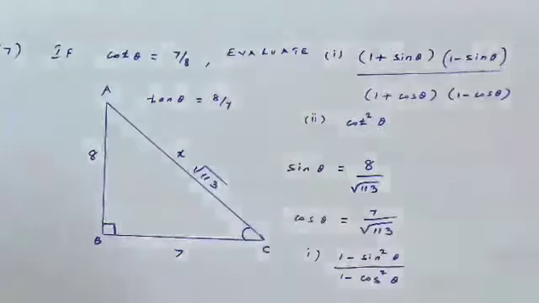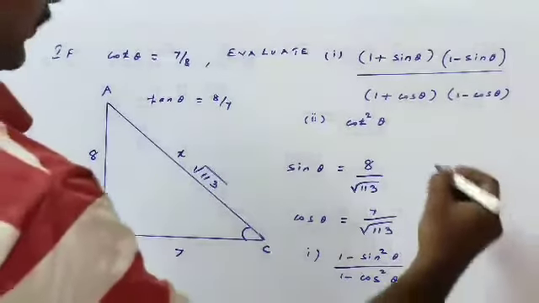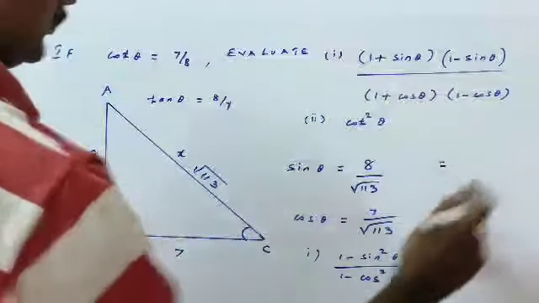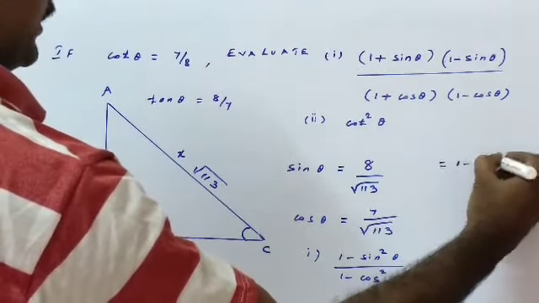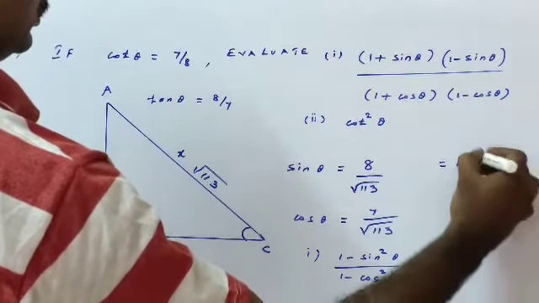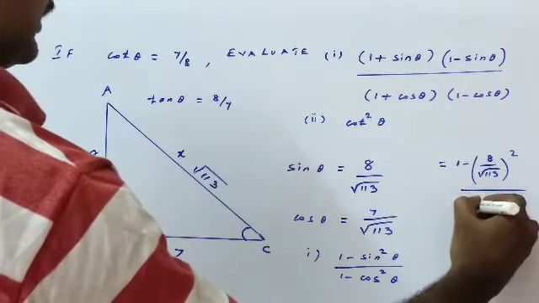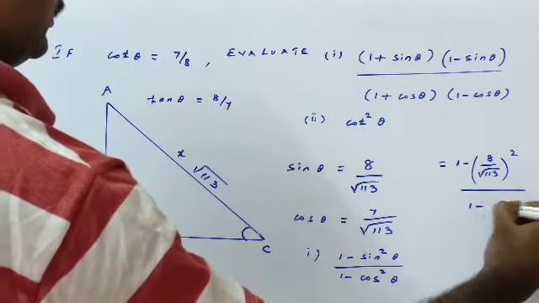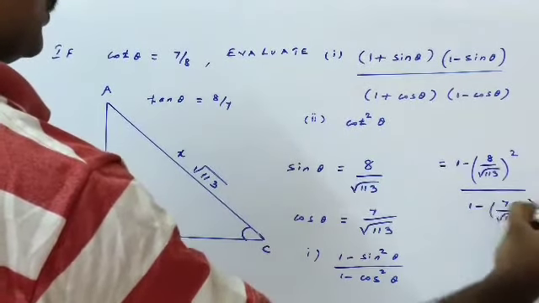For sin theta, we know the value is 8 by root 113. Cos theta, we know that value is 7 by root of 113. So 1 minus sin square, 1 minus (8 by root 113) the whole square, divided by 1 minus (7 by root of 113) whole square.